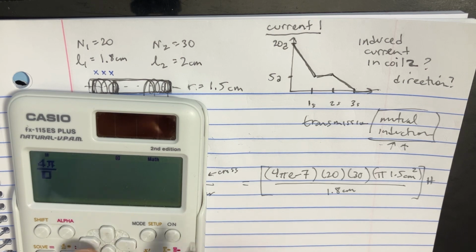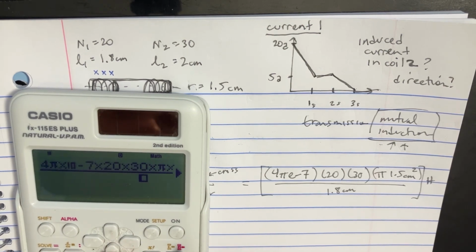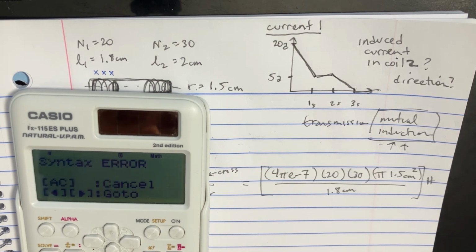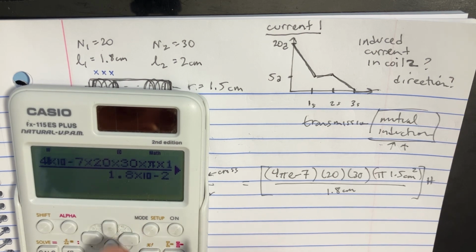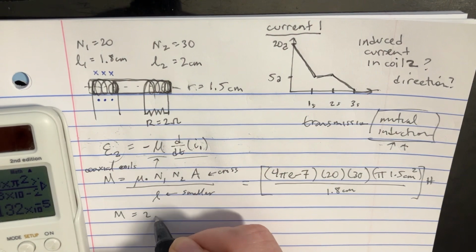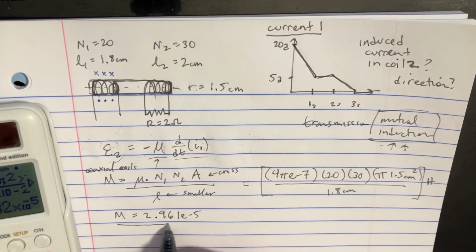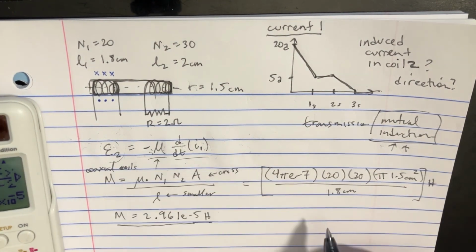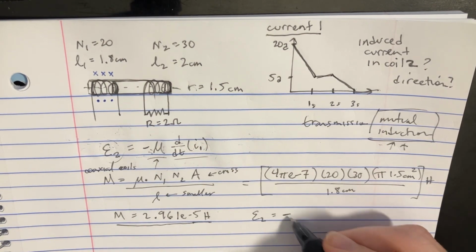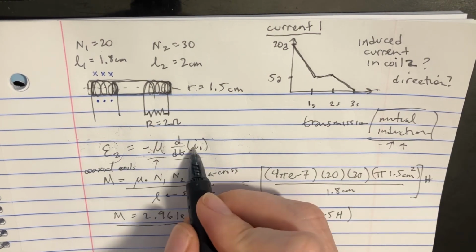So we'll say 4 pi e to the -7 times 20 times 30 times pi times 1.5 e to the -2 squared, and then divide that by 1.8 e to the -2. I'm going to mess up one here. Oh yeah, the pi's. Sometimes the pi's, you have to separate them out in these calculators. Pi squared. All right, so then we have a mutual induction of 2.961 e to the -5, something like that. This is in henries. So let's plug that into this thing. So we'll have the EMF in 2 is going to be equal to -2.96 e to the -5 times the time derivative of I.